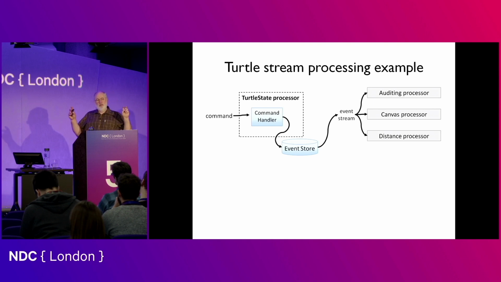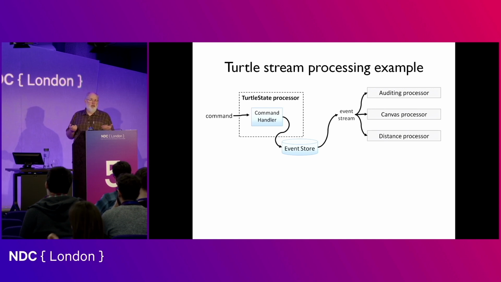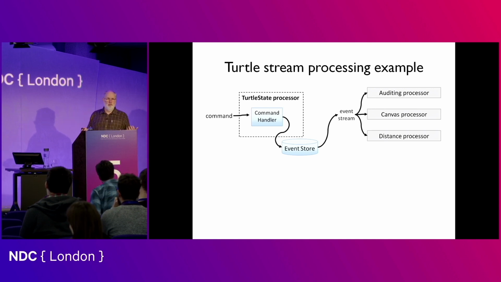I can have a canvas processor which takes all these events and draws them on the screen. And then maybe I don't want to run out of ink, so I have to keep track of how much ink I've used. So I keep track of how many miles the turtle has done, and that will give me a report on the total distance. The distance processor doesn't care about turning the turtle, it doesn't care about pen up and down, it just cares about did it actually move.